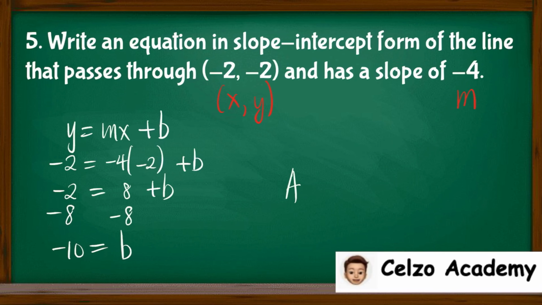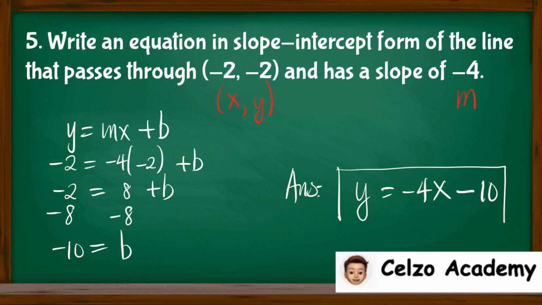So the equation of the line is y is equal to negative 4, that's the slope, x, plus b, which is minus 10. So y equals negative 4x minus 10 is the equation of the line.